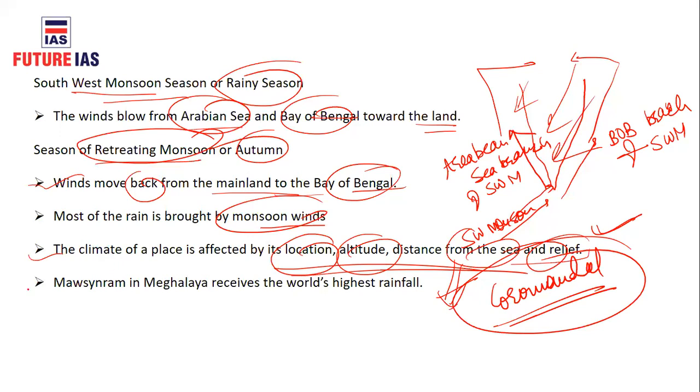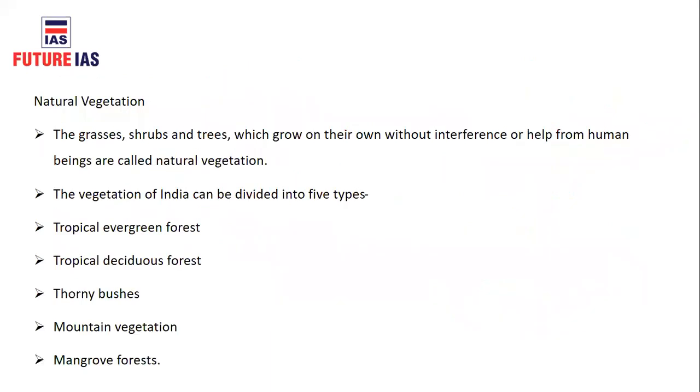And Mawsynram एक मेघालय में place है which receives the highest rainfall in the world, and that is why Mawsynram is also known as the wettest place on the earth. Let's understand the natural vegetation.